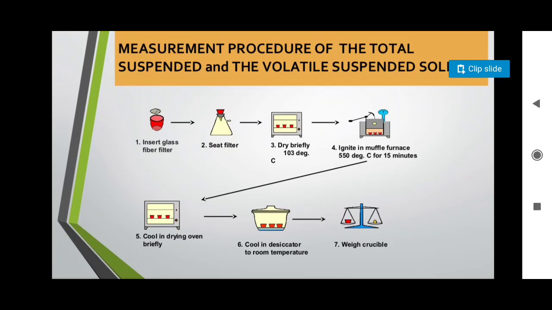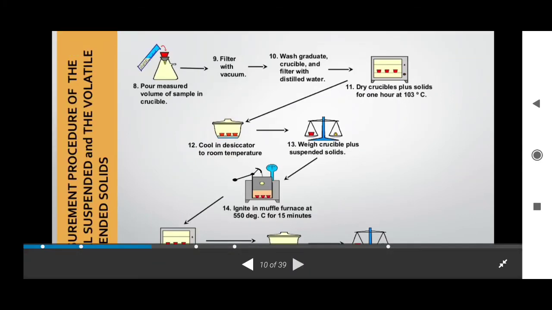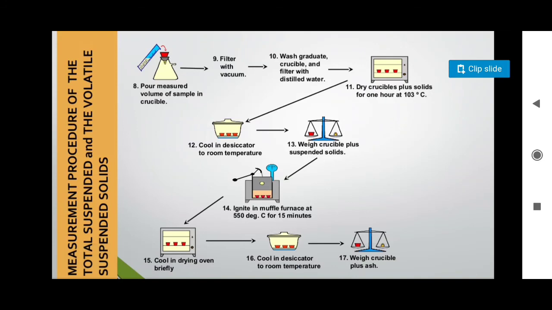So what we will do is weigh that crucible, right? The crucible, as I have already told you, is the thing in which we are putting our sample. Then we will measure the total suspended and the volatile suspended solid. What we are left with is the suspended solid after filtration, right? After filtration, we will wash the crucible and filter it with distilled water. Then the crucible should be dried at 103. Then they are again cooled in the desiccator.